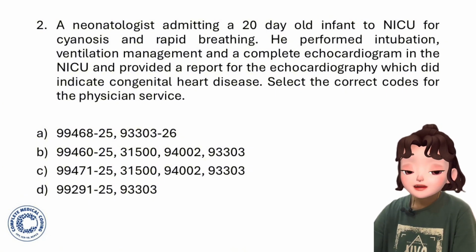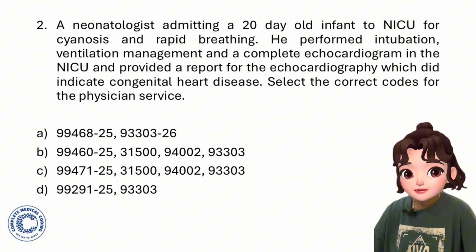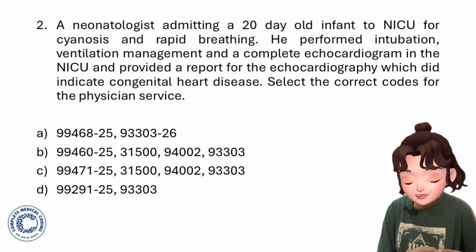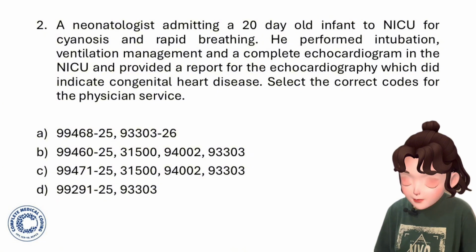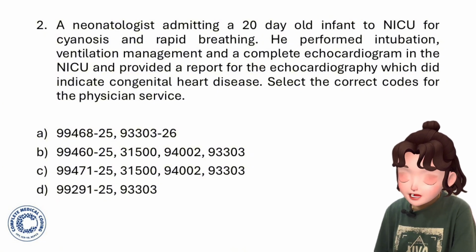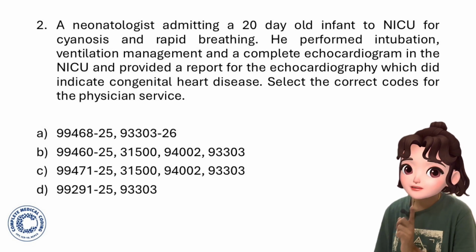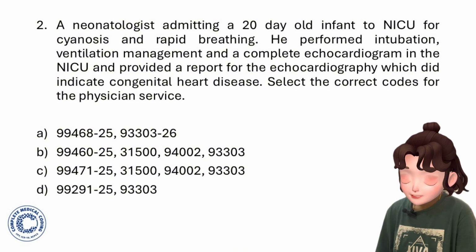Now, if you go to option B, 99460. What is 99460? Check if that critical care code is correct or not. If no, then you don't have to search for the other codes in the same option. So check 99460: initial hospital or birthing center care per day. This is not a birthing center code. You have to code for the NICU. So that is wrong. Now what is 99471?